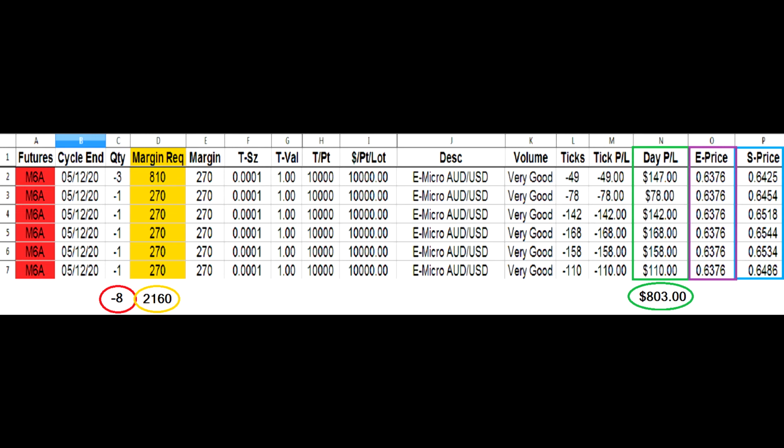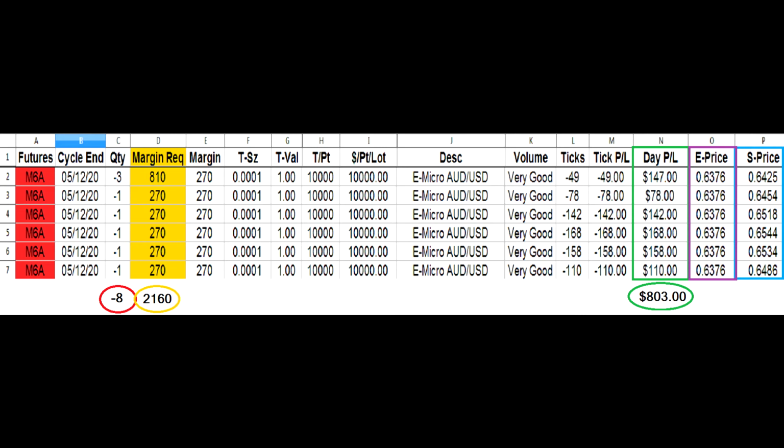I shorted 3 contracts. Look all the way to the right on the first line. You'll see a blue outline in column P. It says S price. For those 3 contracts, I shorted them at 64 cents and a quarter, or 0.6425.